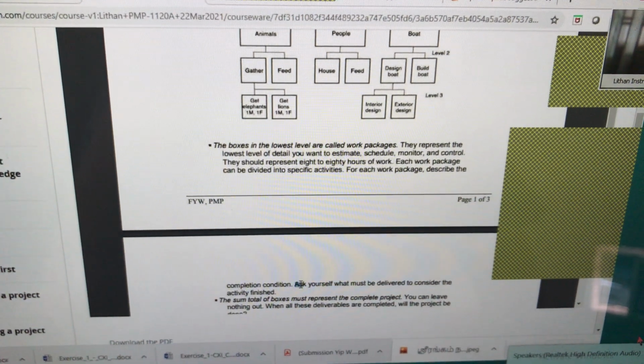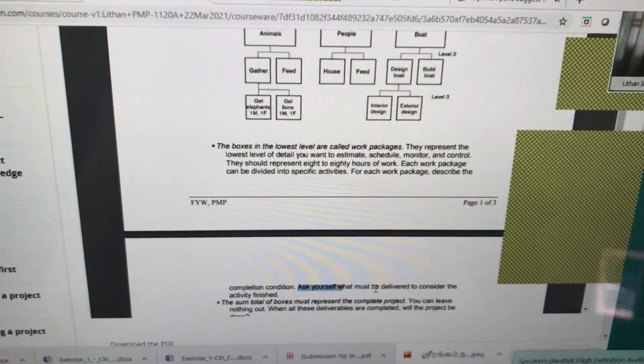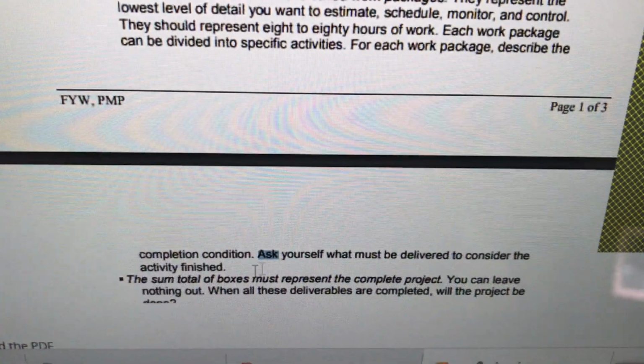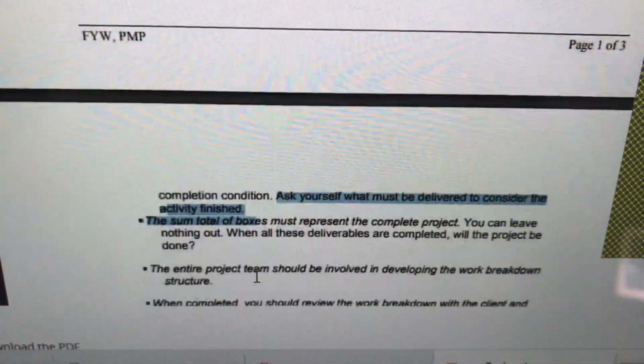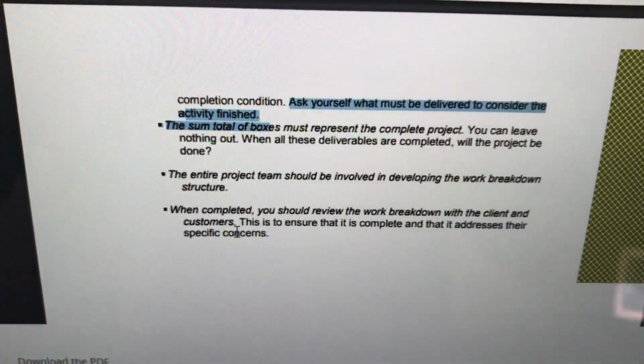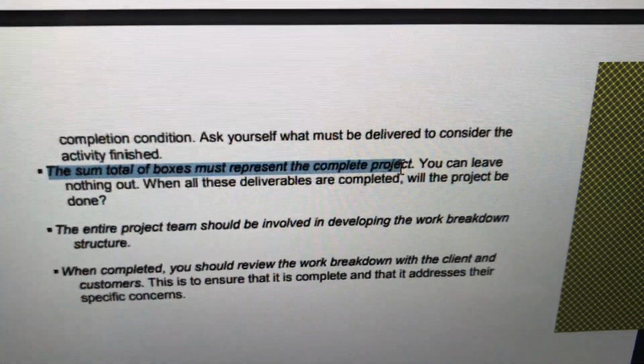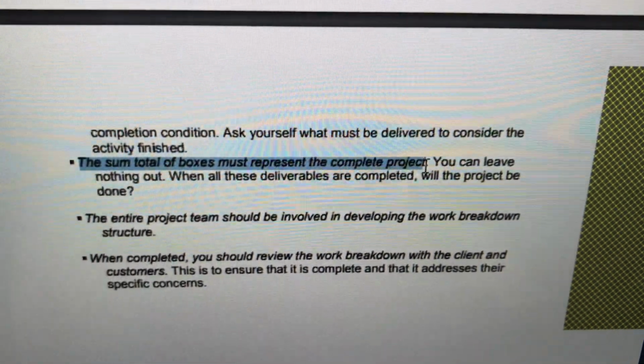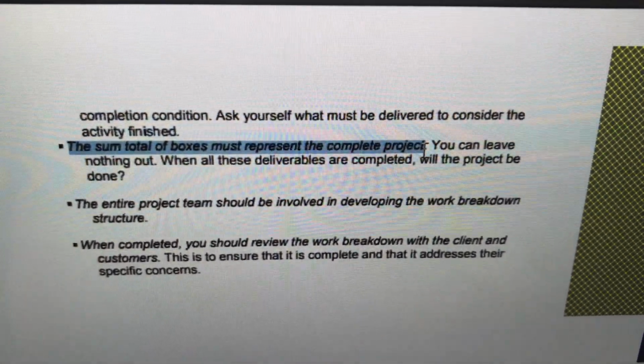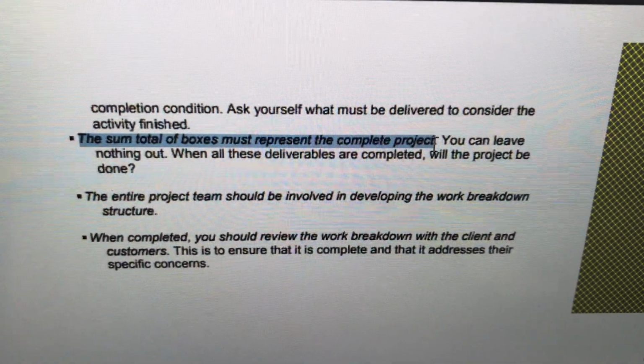So for each work package, describe the completion condition. Ask yourself what must be delivered to consider the activity finished. That's what it tells: the sum total of boxes must represent the complete scope. This reinforces my statement. Just now I put on the whiteboard, the sum of all the work packages is equal to scope. This is what it tells, the sum total of boxes.